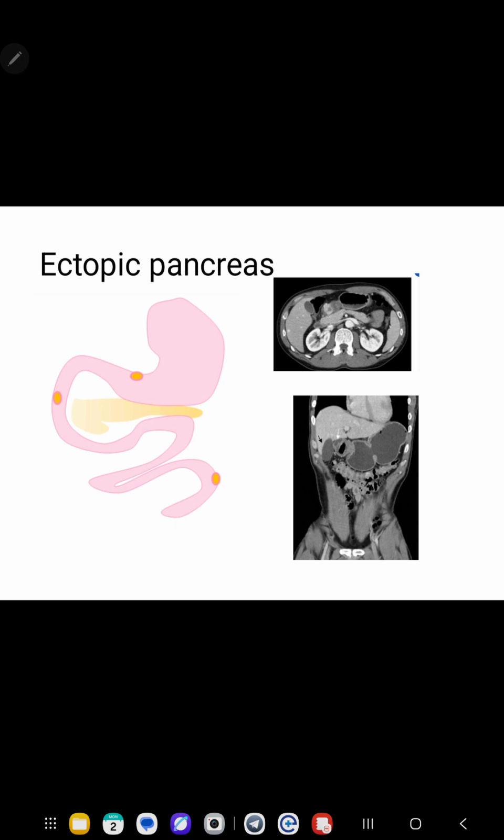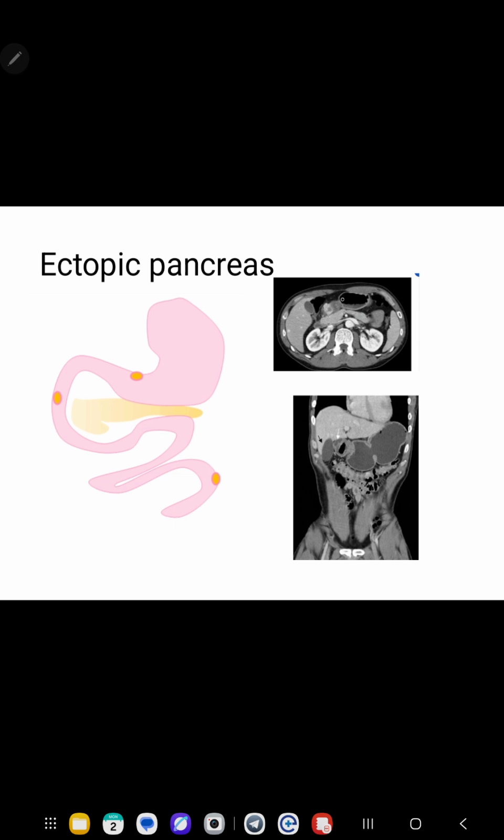Now ectopic pancreas means the pancreatic tissue is located somewhere outside, without any vascular or anatomical connection with the inherent pancreatic tissue. But whatever changes can occur in the normal pancreatic tissue can occur in this pancreatic tissue as well. Mostly it can be in the stomach, or in the intestine. So it could mimic a submucosal mass and it may cause gastric outlet obstruction.